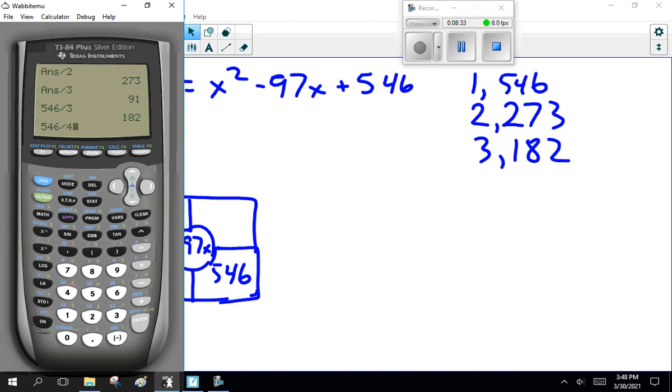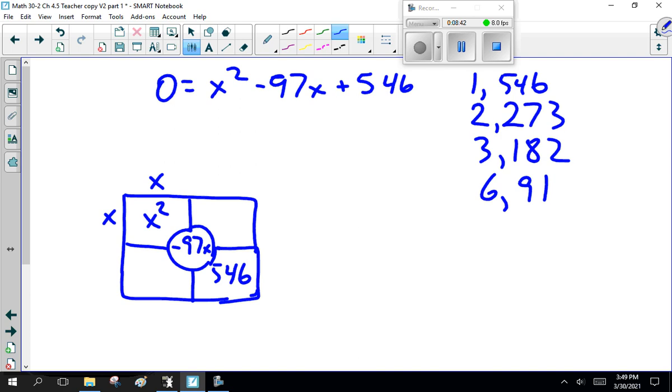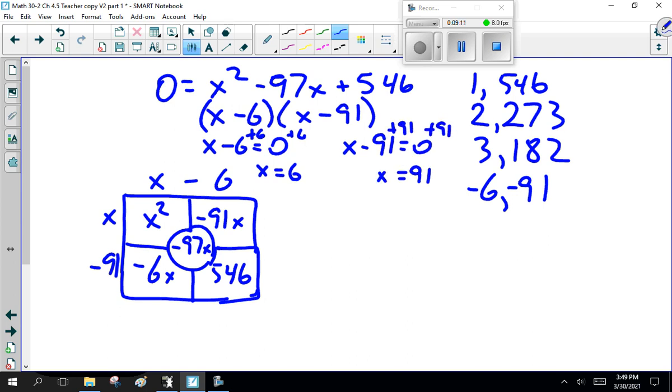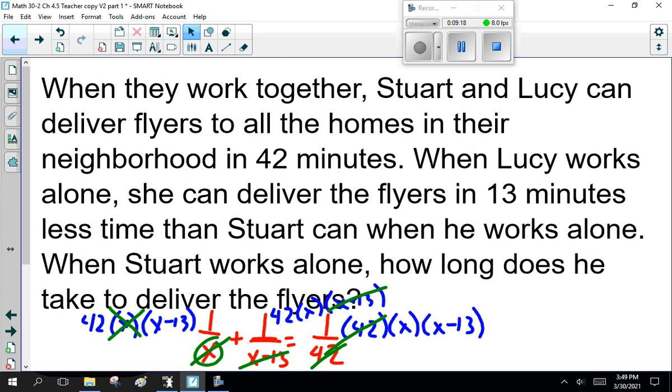546 divided by 4, that doesn't work. I can't divide it by 5. I can divide it by 6. 6 times 91. Ooh, minus 6 and minus 91. Yes, that works. So this is x minus 6 times x minus 91. So x minus 6 is 0, plus 6, x equals 6. x minus 91 equals 0, plus 91, x equals 91. Now, that's too much work. Go back to the original equation.